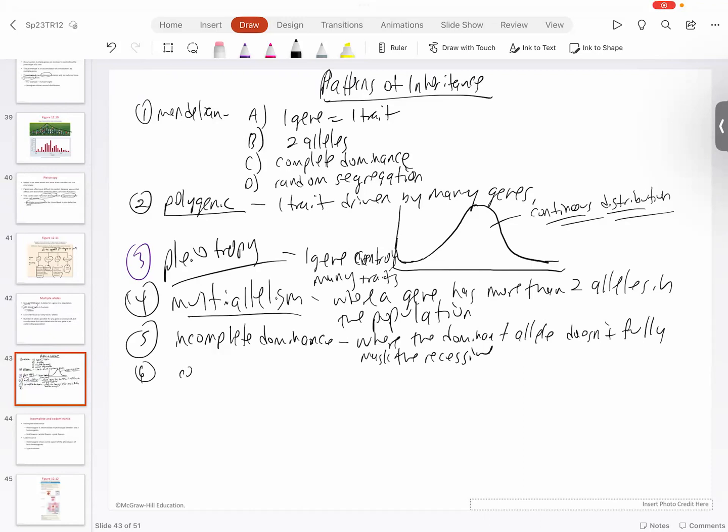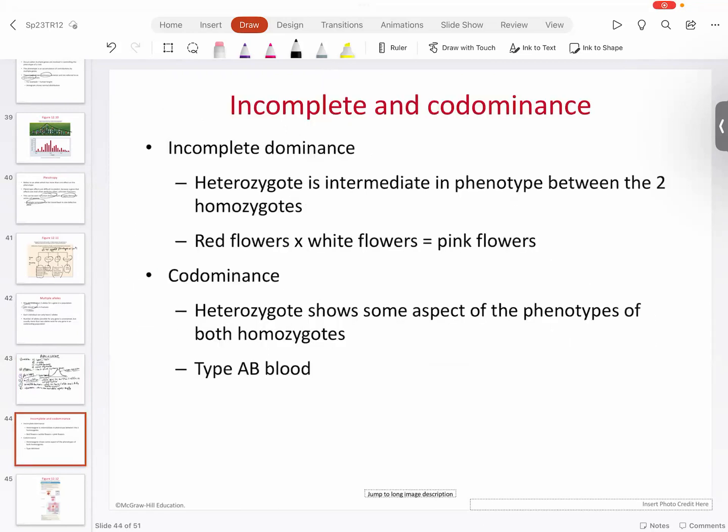Then you also have what's called codominance. Codominance is basically where 2 dominant alleles express equally. So they're equal parts. One is not overshadowing the other, right? There's none of that. So incomplete dominance, we've actually seen, right?